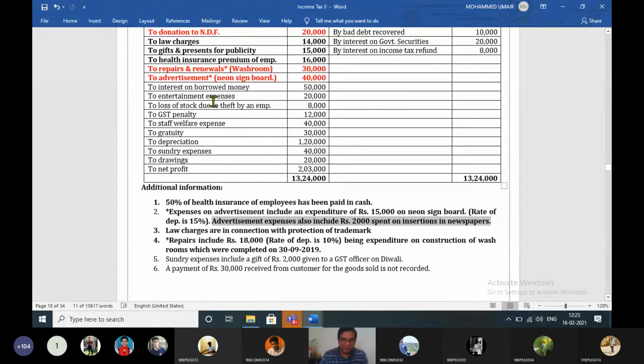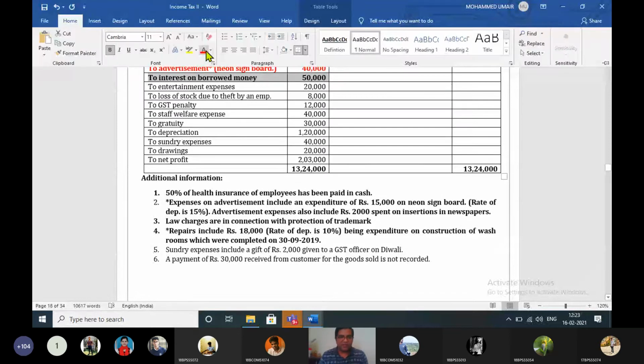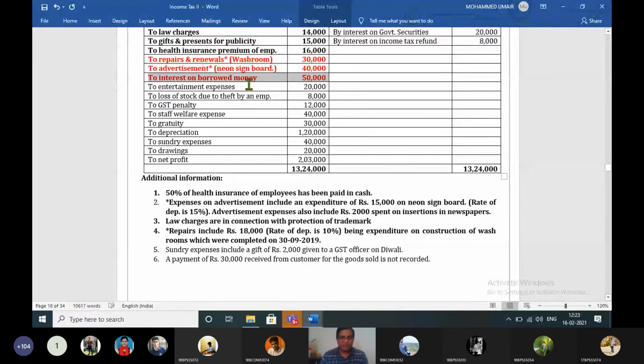Next, interest on borrowed money. So interest on borrowed money is allowed. If it is interest on assessee's own money on capital, then it is inadmissible. Now let's move on. Entertainment expenses. So entertainment expenses can be for employees, it can be for customers, and there is no adjustment also. So we totally assume this is related to business.